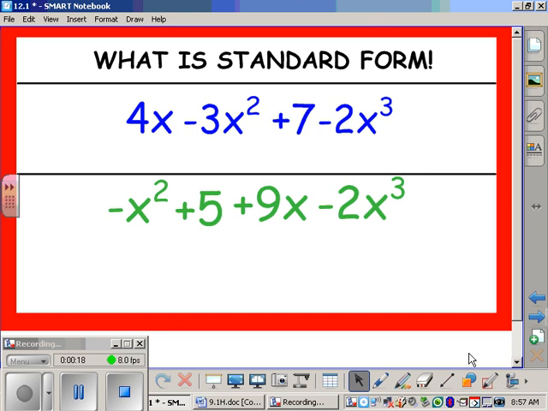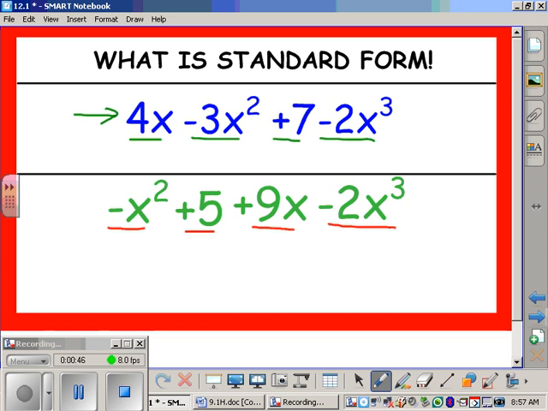If you look at these two polynomials, you will notice that they are simply a string of terms put together by plus and minus signs. Each of these is called a term. So in this particular problem, there are 4 terms. If you look below at the green polynomial, there's 1, 2, 3, 4 terms.